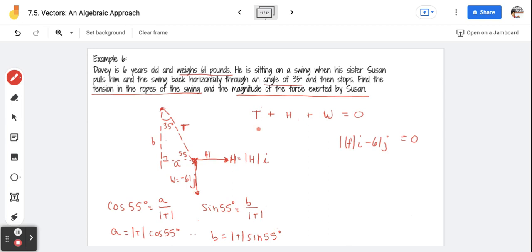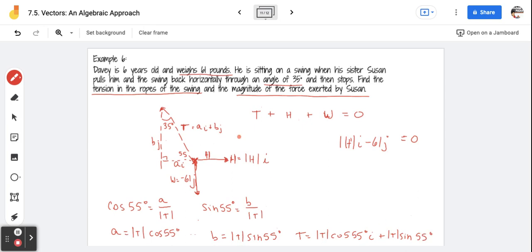So now I can express the entire T as AI plus BJ. So the T is made up of the horizontal and vertical components. So algebraically, AI plus BJ. But A is going to be replaced with the magnitude of T cosine of 55 degrees, and B is going to be replaced with the magnitude of T times the sine of 55 degrees.